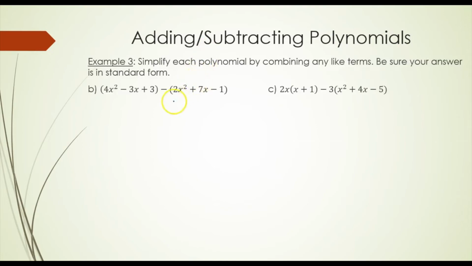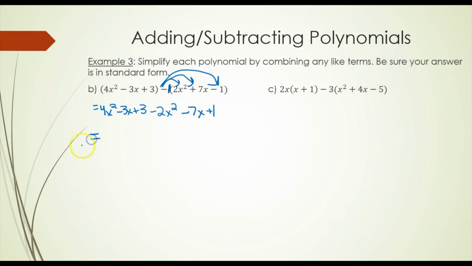In part B, there's nothing to distribute to the first set of parentheses, but the second set has a minus 1. So in part B, we have 4x squared minus 3x plus 3. Distribute the negative 1. Negative 1 times 2x squared is negative 2x squared. Negative 1 times 7x is negative 7x. Negative 1 times negative 1 is plus 1.